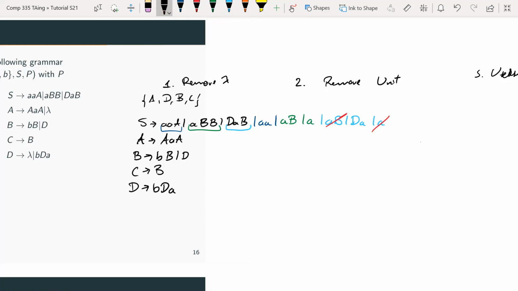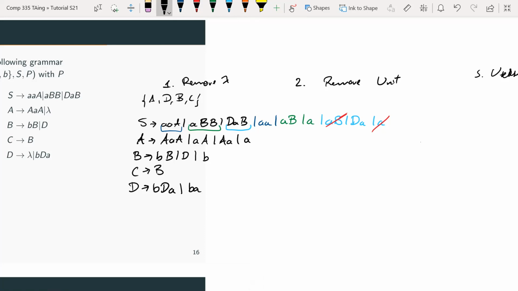Then for A, I'm going to replace the A on the left by lambda, the A on the right by lambda, and then both A's by lambda. And then here, I'm not going to replace D by lambda. I'm just going to replace B by lambda to get B. Here, of course, I'm not going to do this, because that would introduce a lambda production, so I don't do anything there. And then for D, I replace the variable D with lambda, so I get BA.